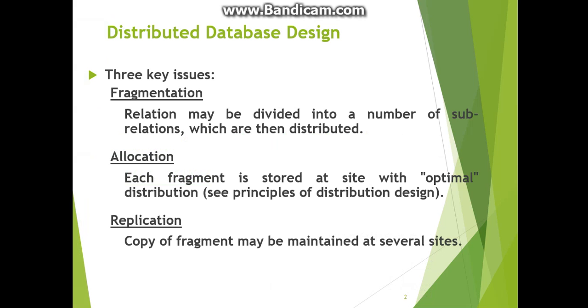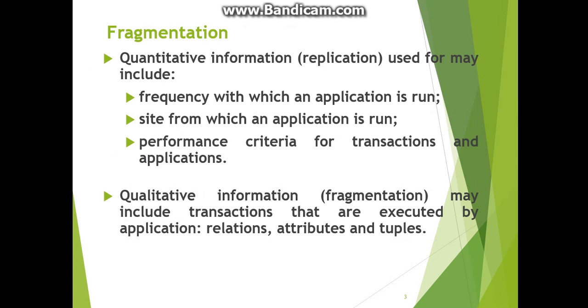The next issue is allocation. Each fragment is stored at a site, called the optimal distribution. That is useful in order to optimize the allocation space that is used by each fragment. And the third is replication, that is, backing up the data. A copy of a fragment may be maintained at several sites, so it is called replication. So let's start with our today's important topic, that means fragmentation.